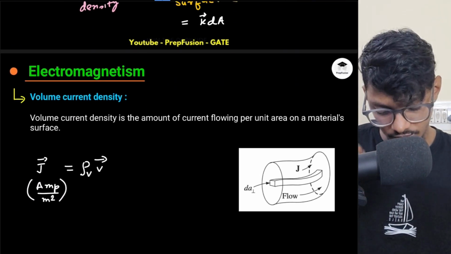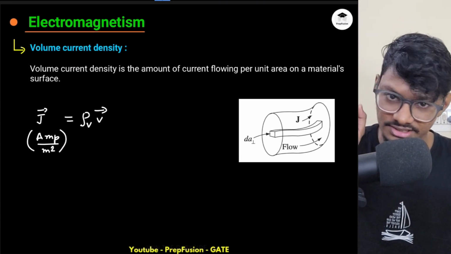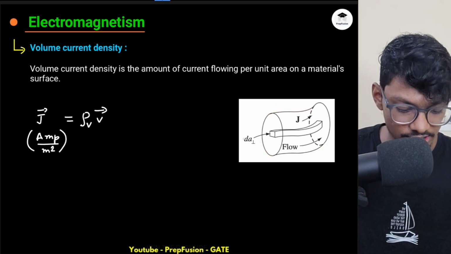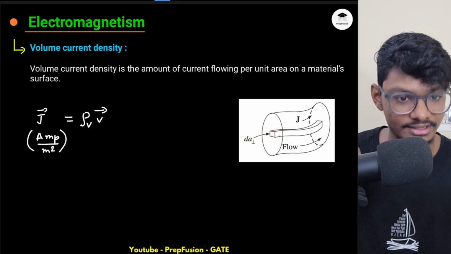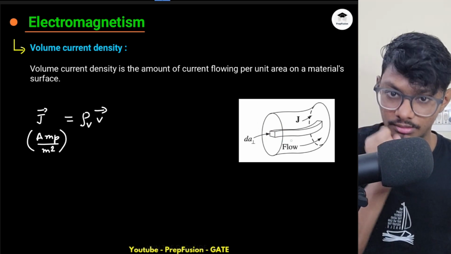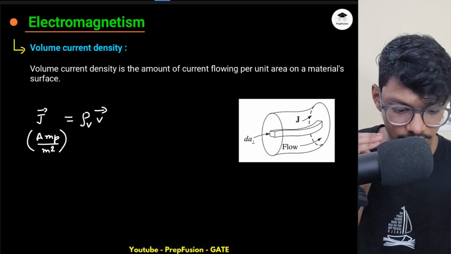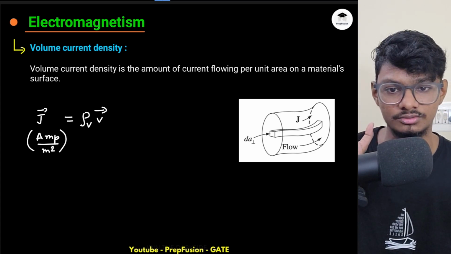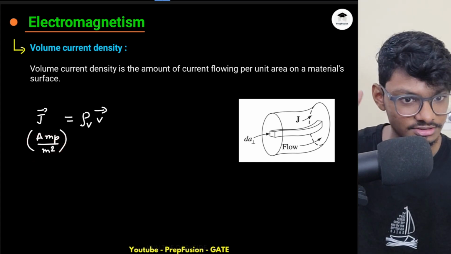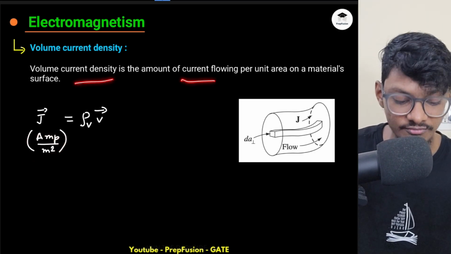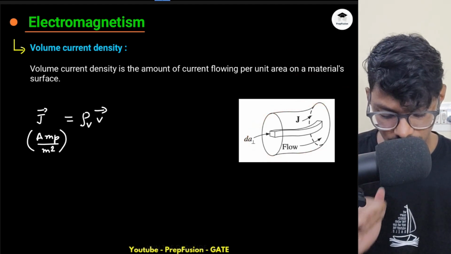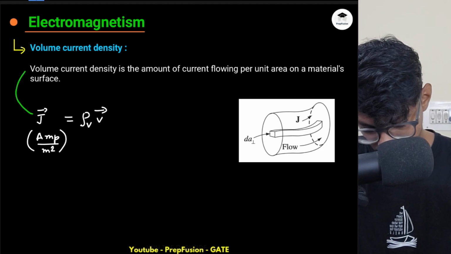There is another term known as volume current density, because line current density we already know. Volume current density is the current that crosses an area. I have an area dA, and the amount of current that crosses per unit area is known as the volume current density. Remember, although it is defined for a volume, the definition is divided by area. Don't get confused by that. Volume current density is the amount of current flowing per unit area. I hope you understand this. So this thing is the volume current density.